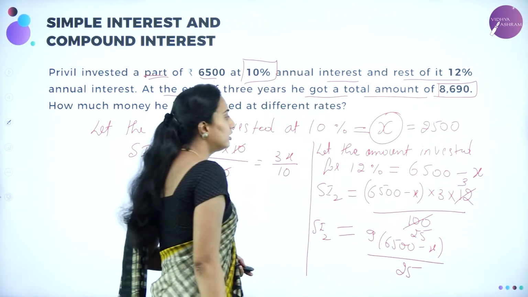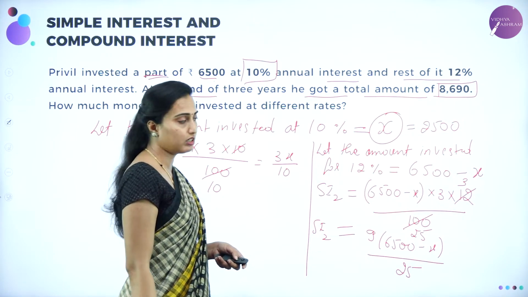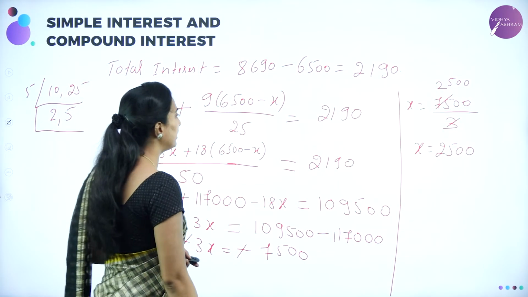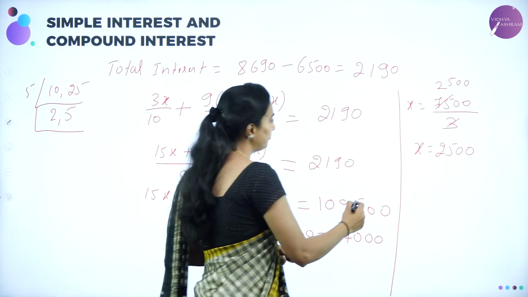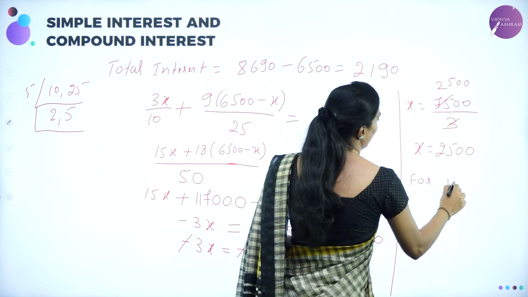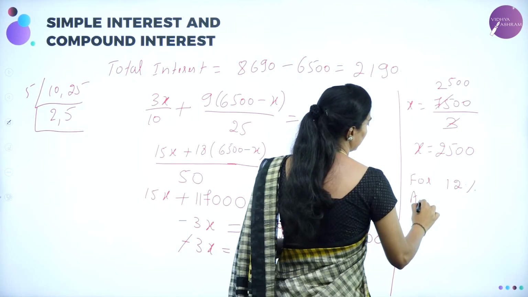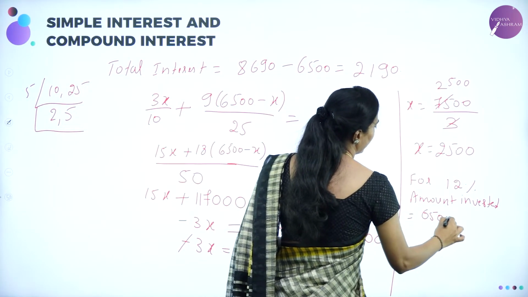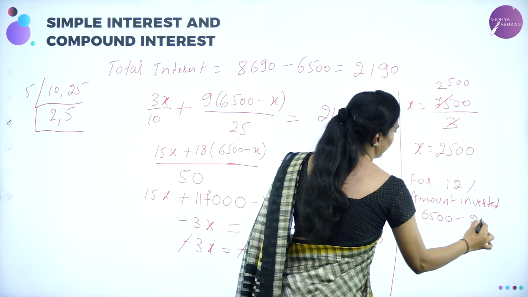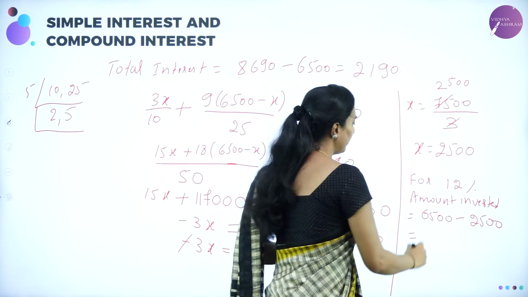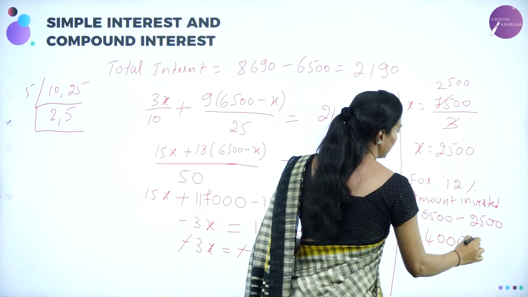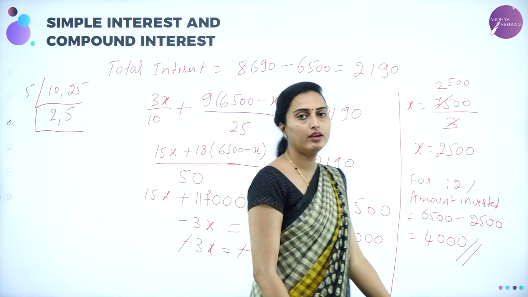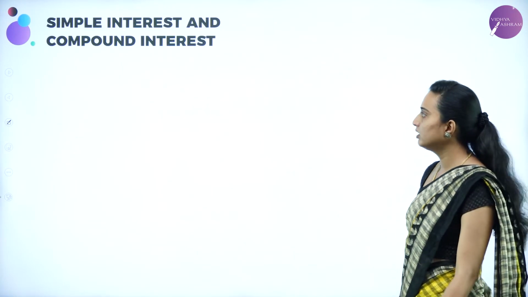Now what is the total amount invested at 12%? 6,500 minus 2,500. Therefore, the amount invested at 12% will be 6,500 minus 2,500, so the answer is 4,000. That's it. I think you understood this problem. We'll move on to the next question.